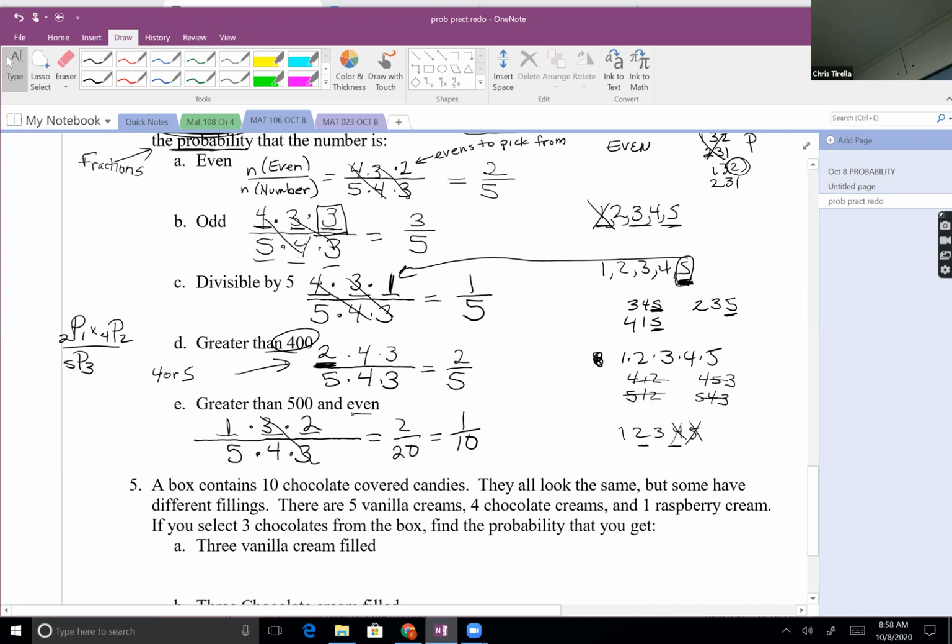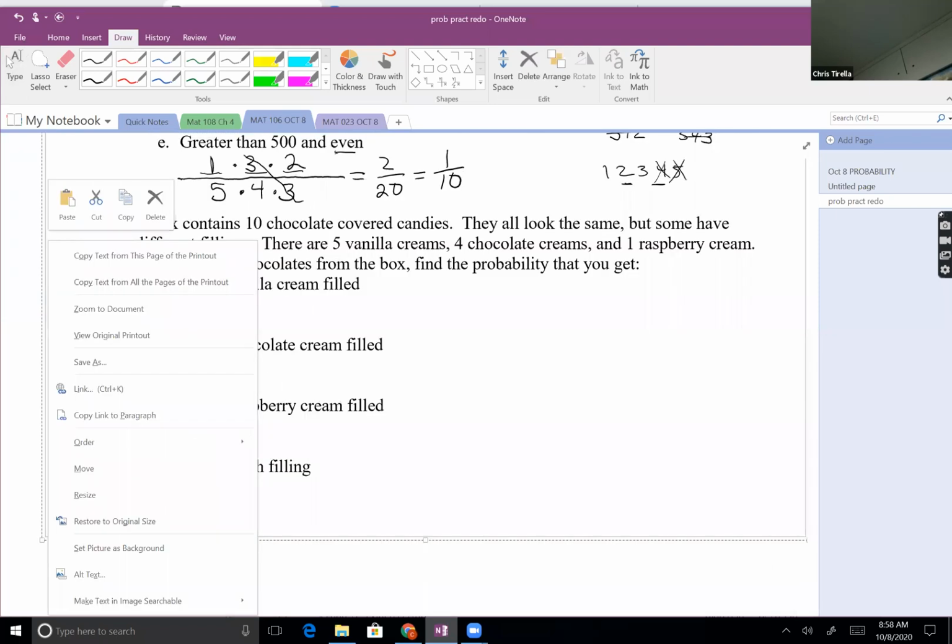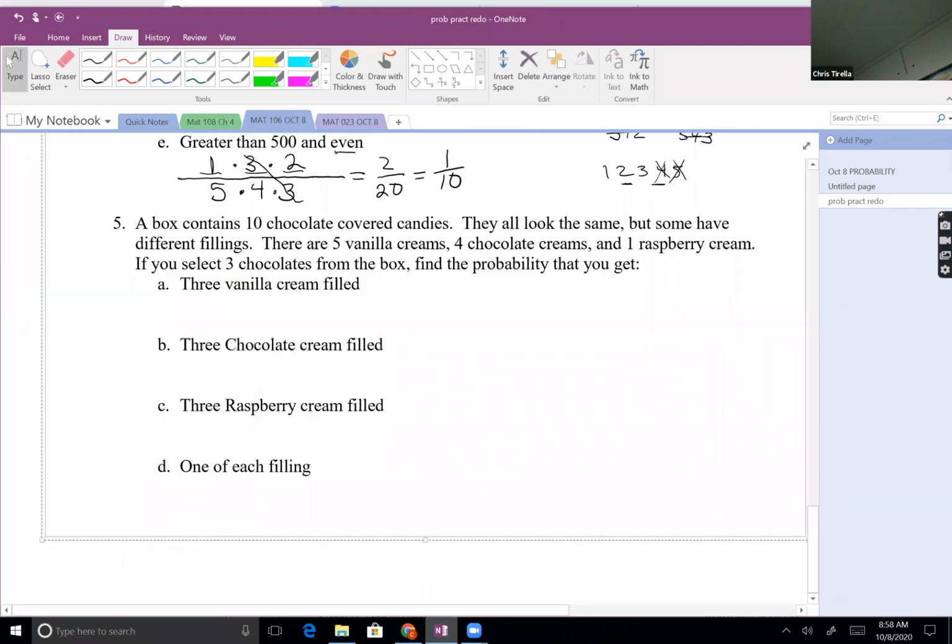It's the candy question. A box contains 10 chocolate covered candies. They all look the same, but have different fillings. There's 5 vanilla creams, 4 chocolate creams, and 1 raspberry cream. You pick 3 chocolates from the box.